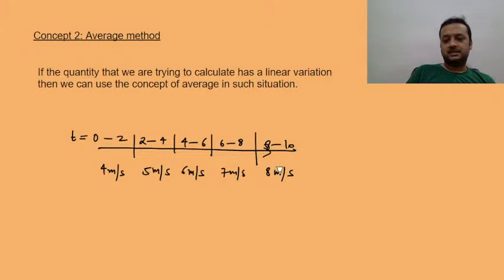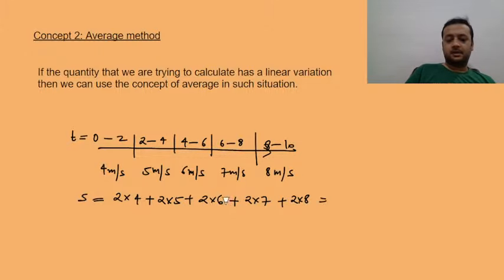And for the last 2 seconds, he was moving at 8 meter per second. If I ask you the displacement of this man, a very simple way, which all of you will be knowing, is to multiply this 2 seconds with 4, then multiply this 2 seconds by 5, then by 6, then by 7, and then multiply this 2 seconds by 8. So if you add it up, what will be your answer?